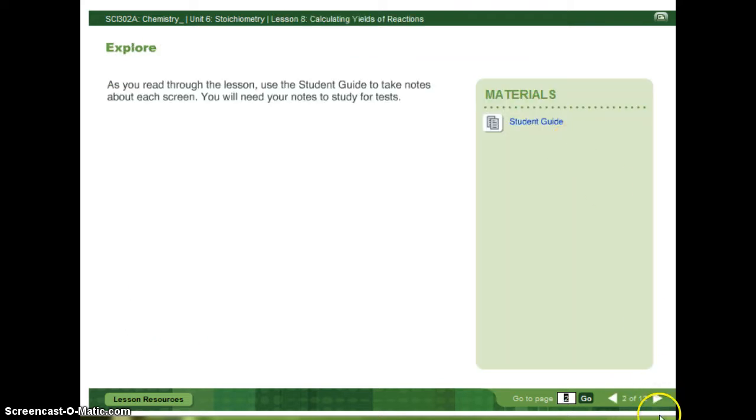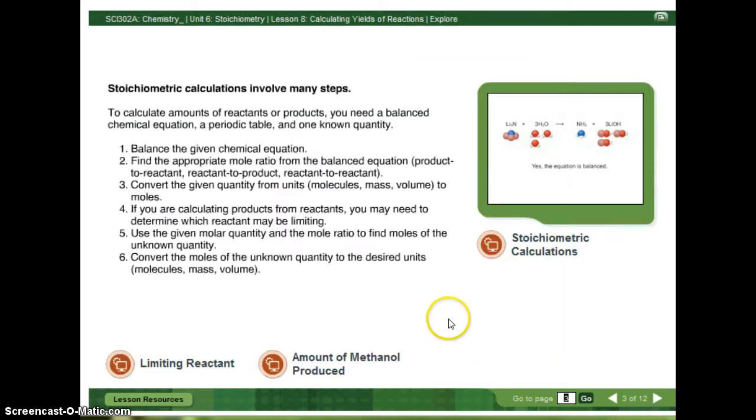Here is your student guide. Stoichiometric calculations involve many steps. To calculate amounts of reactants or products, you need a balanced chemical equation, a periodic table, and one known quantity. Step 1, balance the given chemical equation. Again, I've kind of glossed over that because they're giving it to you balanced so far, but it has to be balanced so you have the correct ratio.